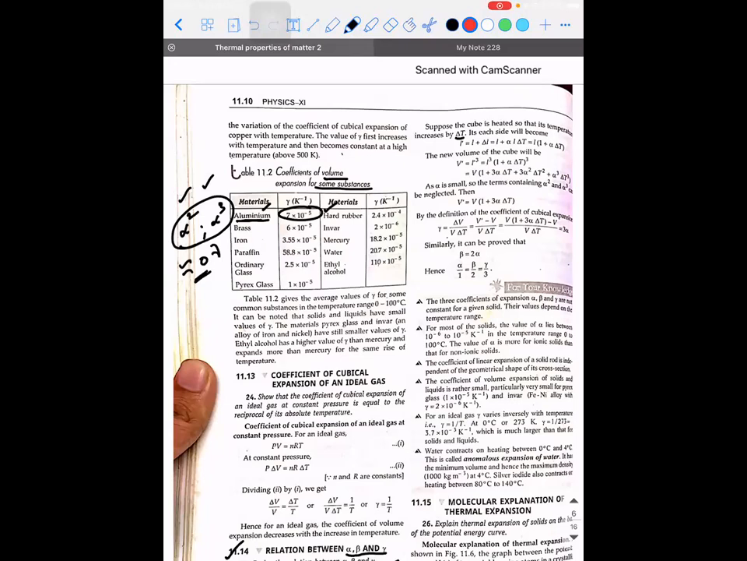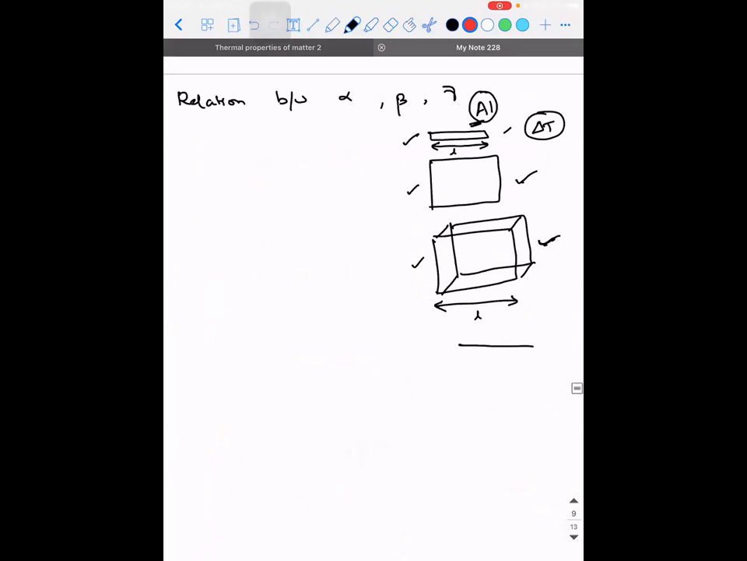How many dimensions will change, guys? So original volume V is equal to L cube. When the cube is subjected to a change of delta T, the length of the side will increase.